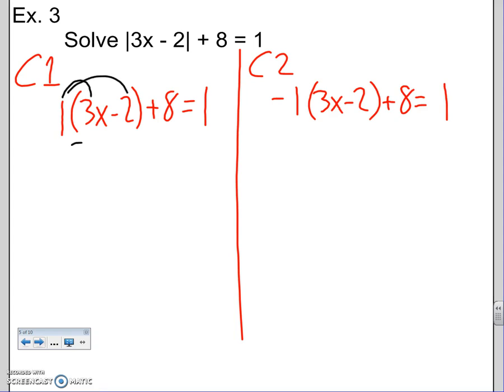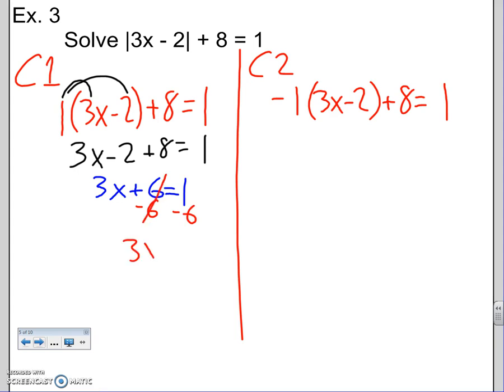Distribute. Again, we distribute a positive 1, nothing really changes. Combine like terms. The negative 2 and the 8 make a positive 6. Add and subtract first, so subtract 6 from both sides. 3x equals negative 5. And then divide last, divide by 3, divide by 3. X equals negative 5/3. So that's one answer.